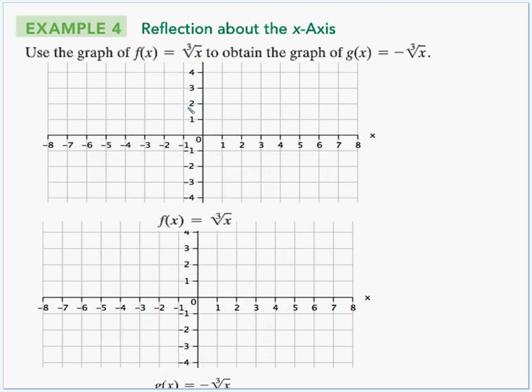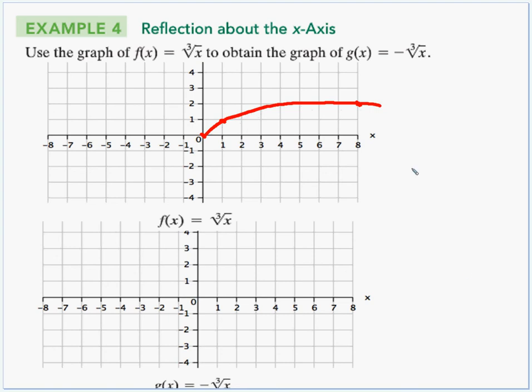In the top graph, we're going to do the cube root of x, and then we're going to change that to the negative cube root of x, and it's as simple as flipping all the dots over the x-axis. So let's do third root of x here on the top. Third root of 0 is 0. Third root of 1 is 1. The third root of 8 would be 2. So in the first quadrant, we look like this.